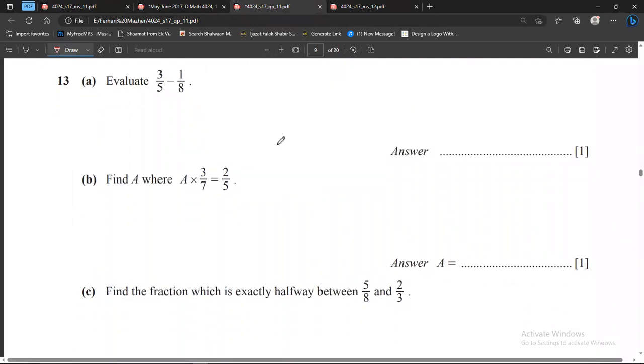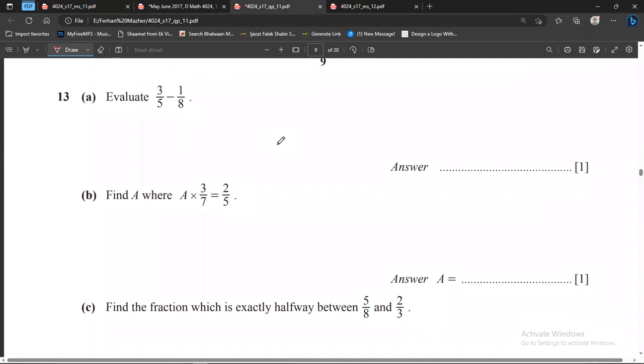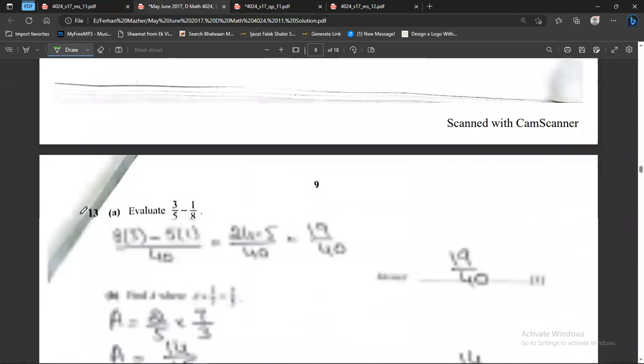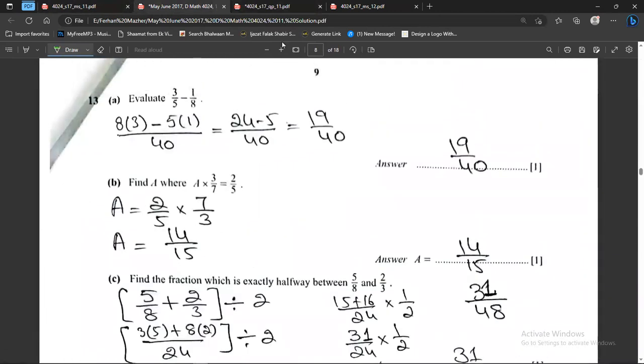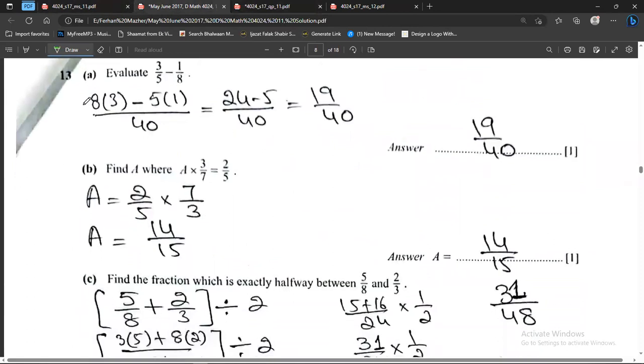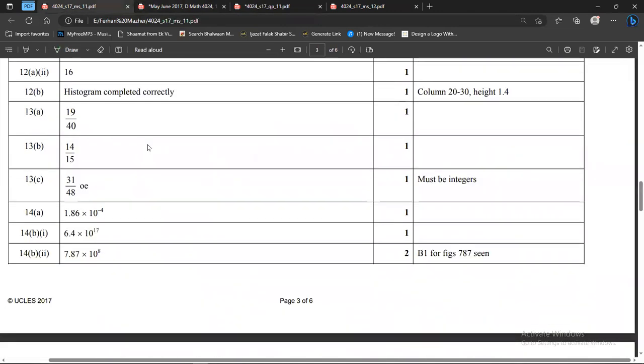Okay, so question number 13, we have the 13A part. He says evaluate 3 by 5 minus 1 by 8. So here we have two fractions and we want to subtract them, so we will take their LCM. The LCM will be 40. Upstairs we will have 8 into 3 minus 5 into 1. That's 24 minus 5 divided by 40, and that is 19 by 40. 19 by 40 is the right answer, sir.